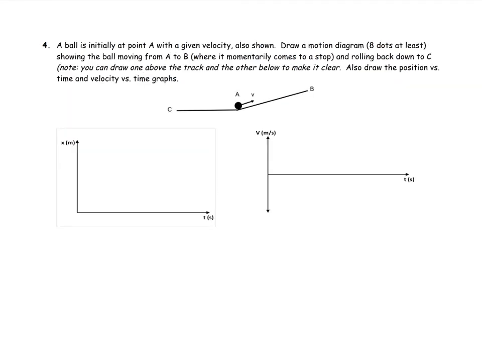Alright, for this one we have a given motion, and we need to draw both the strobe diagram and the velocity and position graphs for this motion.